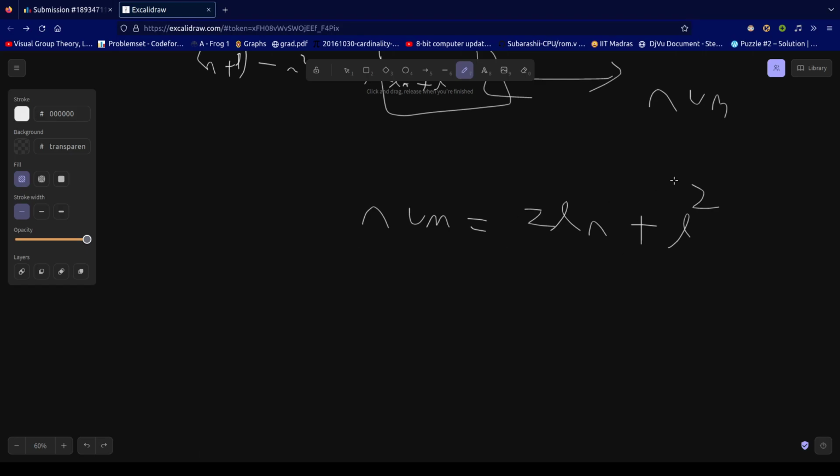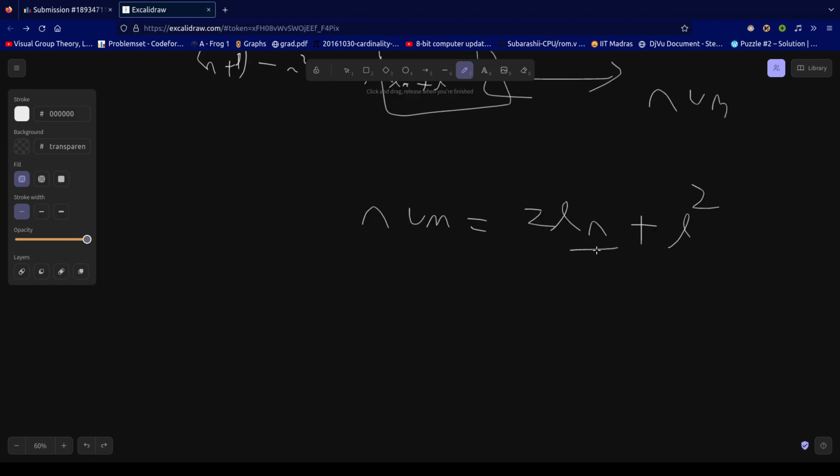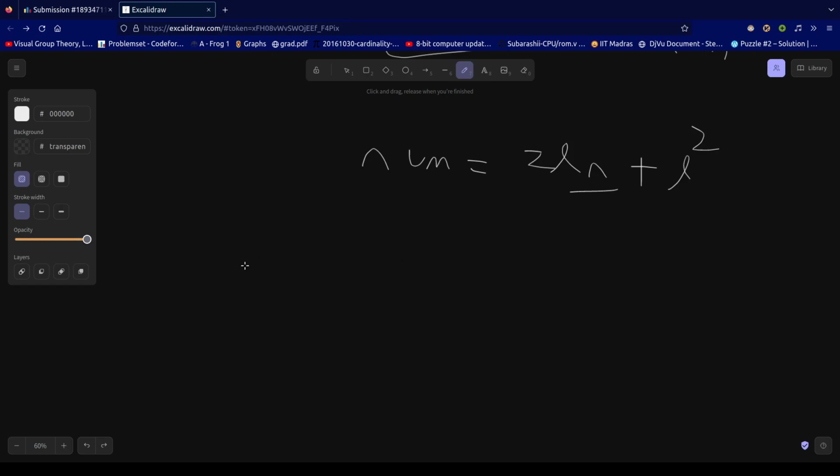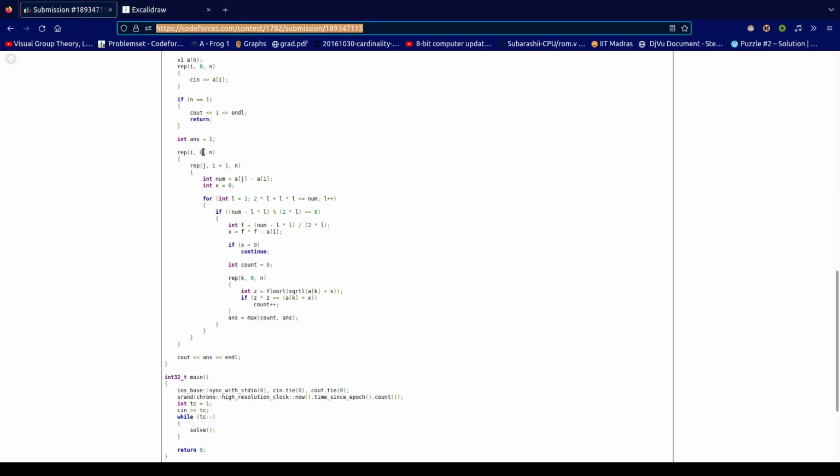We want to iterate over all possible values of L over here. That means, what is the maximum value which L can take? That will be when n is minimum, right? And you can clearly see that L would be maximum whenever n is minimum, and n can be minimum, that is just n equals 1. So maximum L will occur when 2L plus L squared is equal to num. So I'm iterating over all values of L and trying to find a value of n for each of those values of L. So here is what I'm doing. I'm just doing L equals 1, and then 2L plus L squared has to be less than or equal to num, and I'm just incrementing L over here.